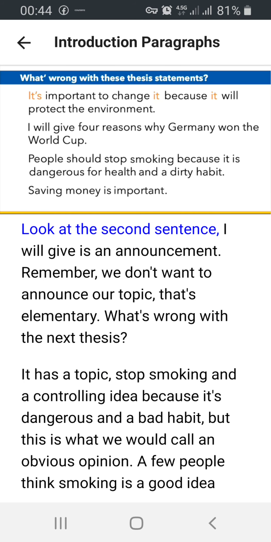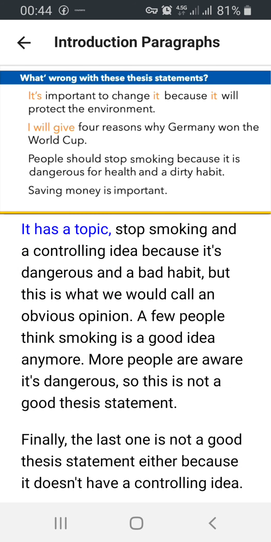Look at the second sentence. "I will give" is an announcement. Remember, we don't want to announce our topic. That's elementary. What's wrong with the next thesis? It has a topic, stop smoking, and a controlling idea, because it's dangerous, and a bad habit. But this is what we would call an obvious opinion. Few people think smoking is a good idea anymore. More people are aware it's dangerous, so this is not a good thesis statement.